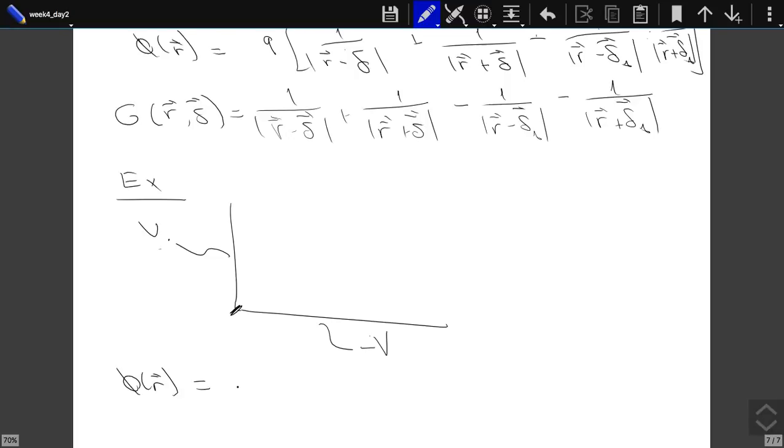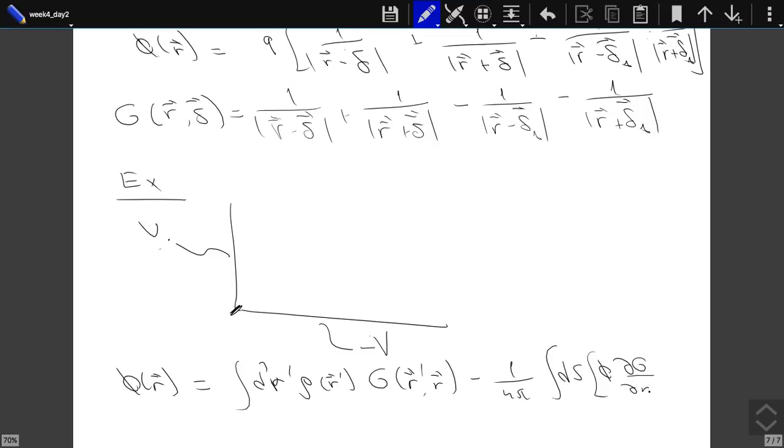Phi of R, Green's theorem tells us that this is equal to the integral d cubed R' over the volume, rho of R' times g of R' R, minus 1 over 4 pi integral ds, phi dg by dn, minus g d phi by dn. But on the surface, we know that g is equal to 0, our Green's function, so this term just drops. There's no contribution from that one. Rho is equal to 0 in our case. In our volume, there are no charge densities.